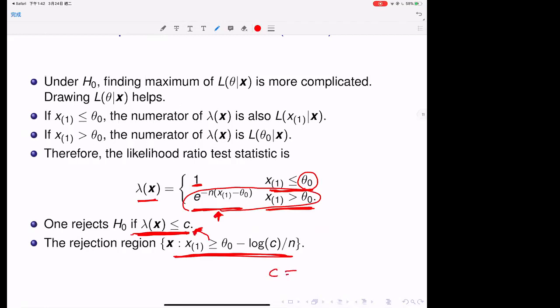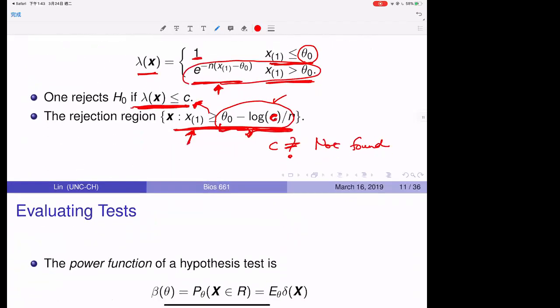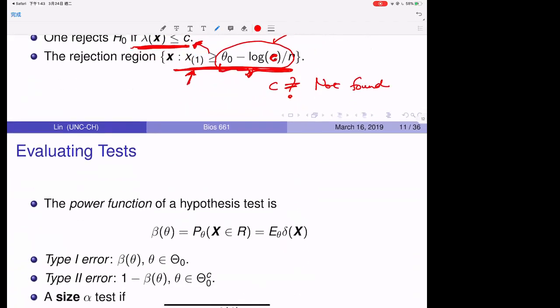Again, what is c? We haven't found it yet. This is only a general representation of your cutoff. We still need to find c. After collecting the data, we know about x1. Then we need to know what c is, and then compare whether or not my x1 is bigger than this value. If it is bigger, reject the null hypothesis. If it is smaller, then do not reject the null hypothesis. Okay, so I think I can end up here.